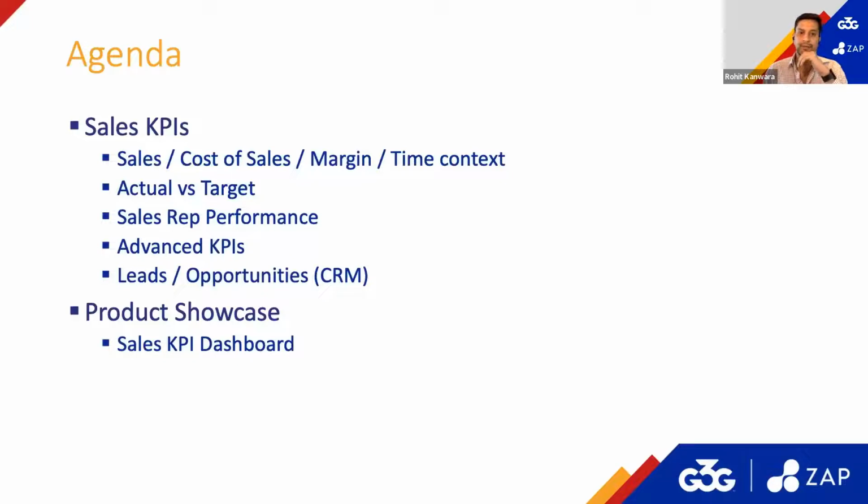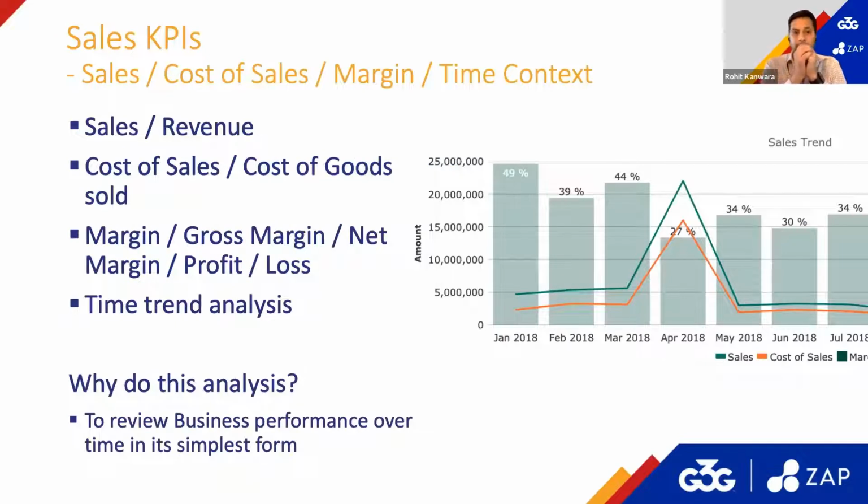What I'm going to do is start with some very focused KPIs and then build it up. So some lower level KPIs, and then we build on top of them to get to an advanced level KPI. So the context first is very important.